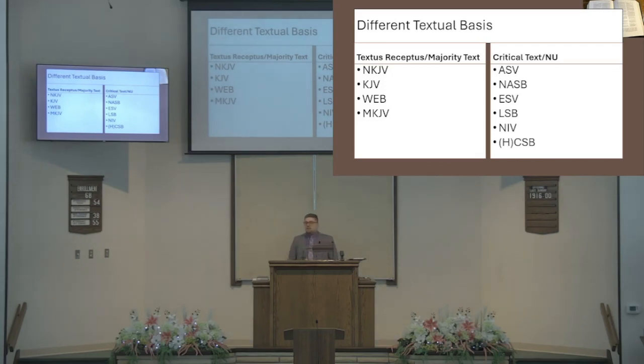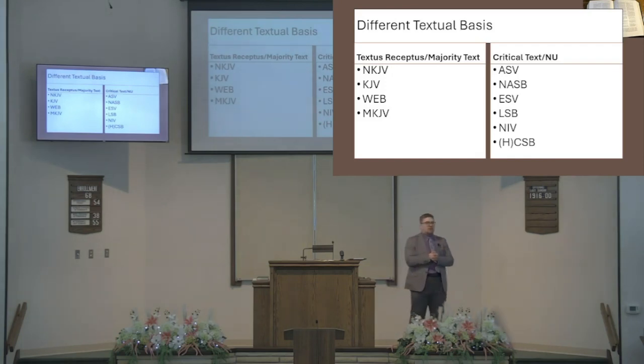Then we have what is known as the critical text, or sometimes abbreviated NU, the Nestle-Aland United Bible Society. The American Standard, New American Standard, English Standard, the Legacy Standard, which is an update of the 95 New American Standard, the NIV, and the CSB, which is an update of the HCSB, are all based off of the critical text. The critical text would take age over number.